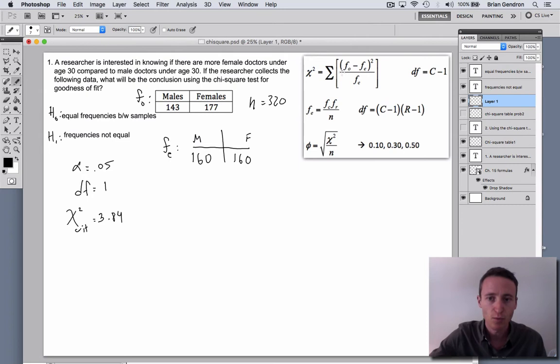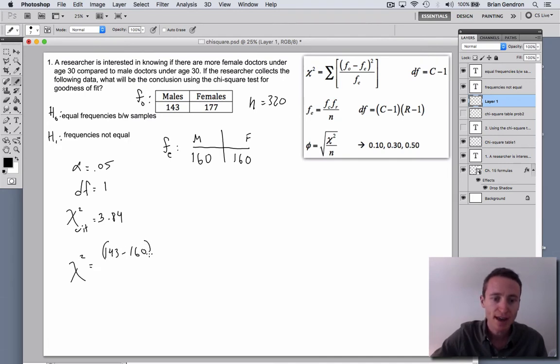So essentially, back to the formula for just a moment, we have to make all of those comparisons that I was referring to earlier for each cell in your table or each category, and then add them together with this summation symbol. So watch as we go forward here. Let's first start with the group on the left, the males. So chi-squared is equal to, we take our observed value of 143 and compare it to the expected value if the null hypothesis were true, which in this problem is 160.